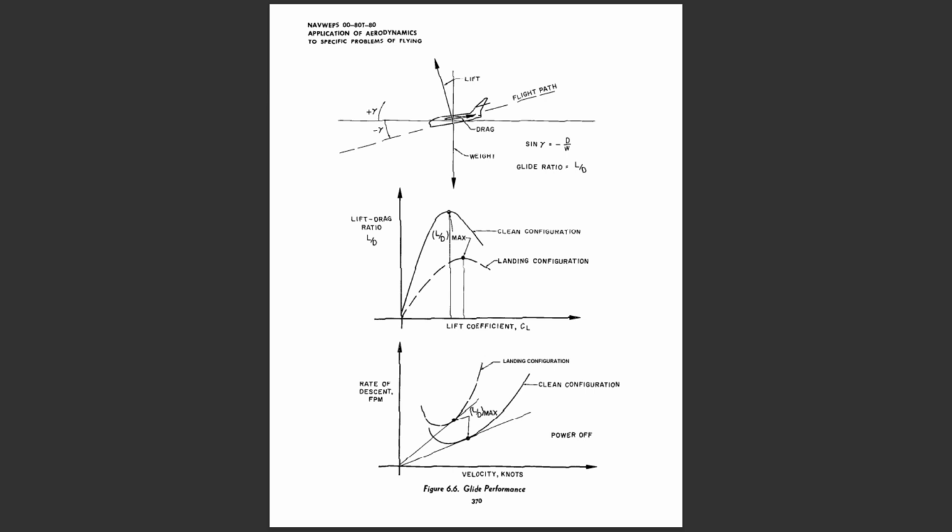As the airplane is changed to the landing configuration, the added parasite drag reduces L/D max, and the CL which produces L/D max will be increased. Thus, the best glide speed for the landing configuration generally will be less than the best glide speed for the clean configuration. The power-off glide performance may be appreciated also by the graph of rate of descent versus velocity shown in figure 6.6.